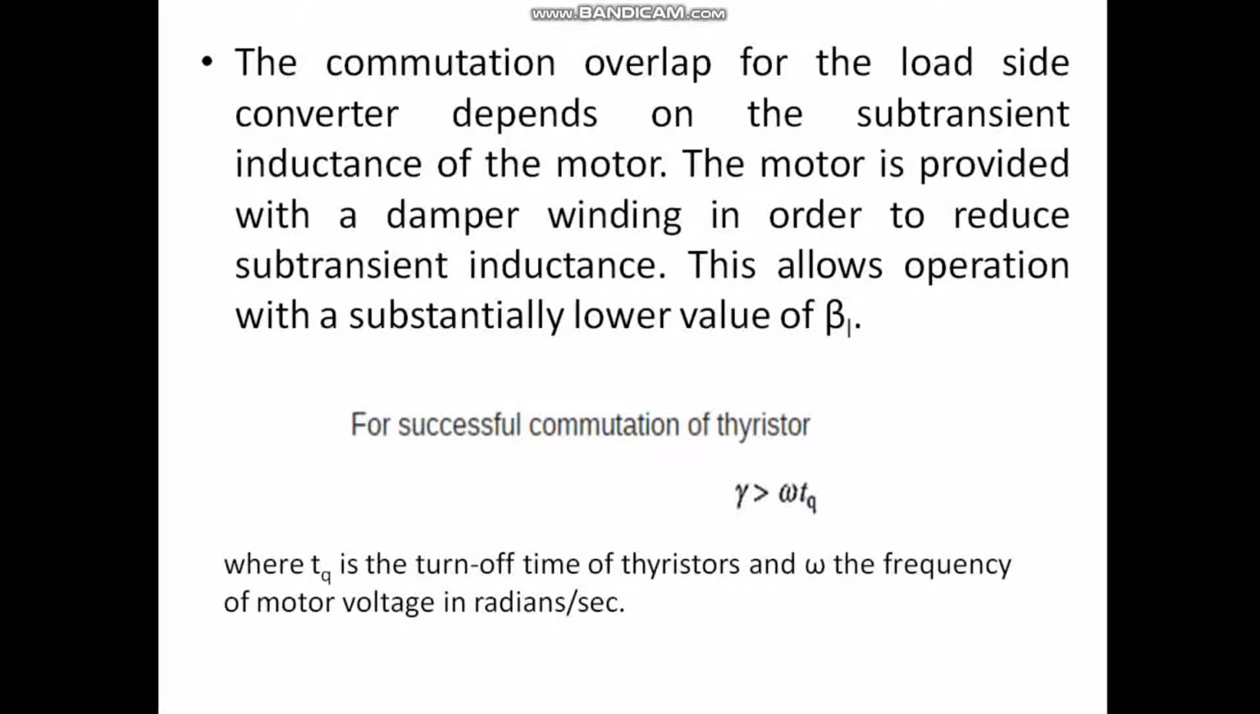Since gamma is kept constant at its minimum value, gamma minimum, the control scheme is called constant margin angle control. Remember, it is called constant margin angle control because we are limiting the value of gamma.